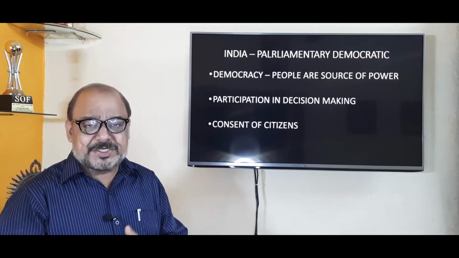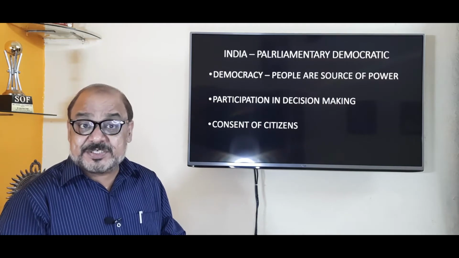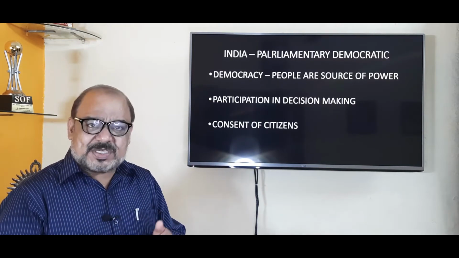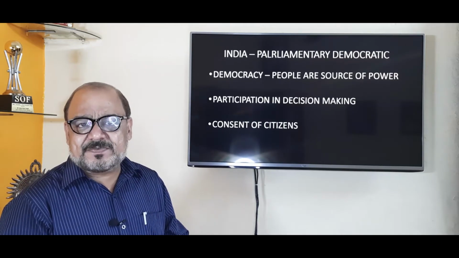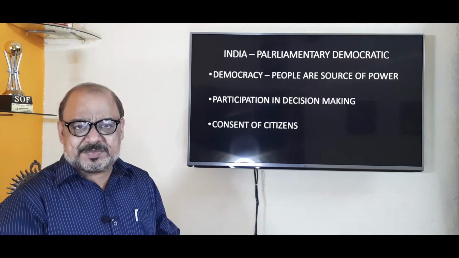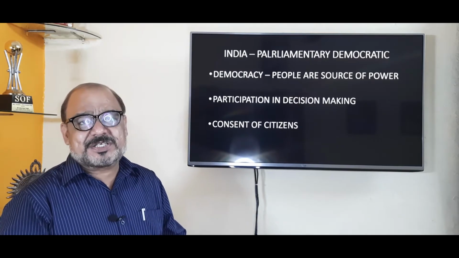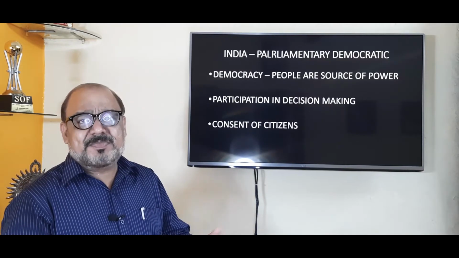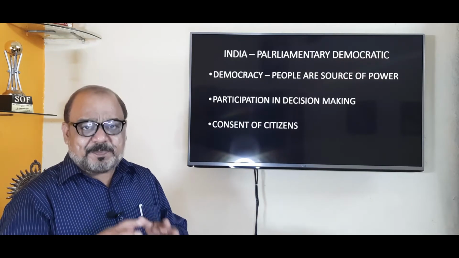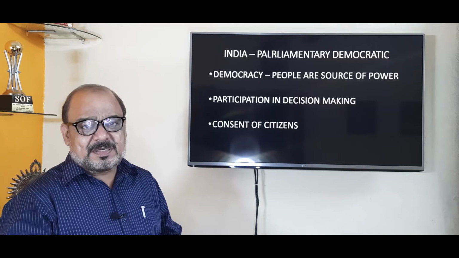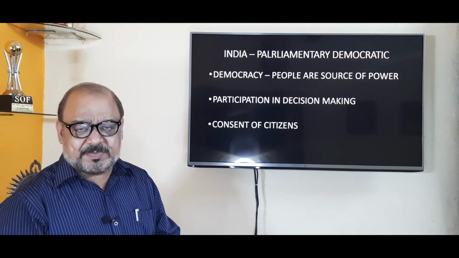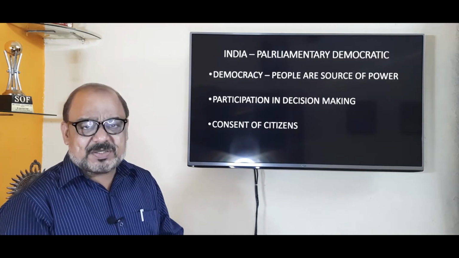The third point is the consent of citizens. Citizens exercise universal adult franchise. Citizens elect the representatives, and the representatives are the members in the parliament. So, the parliament, which is having the representatives of the people, makes laws.